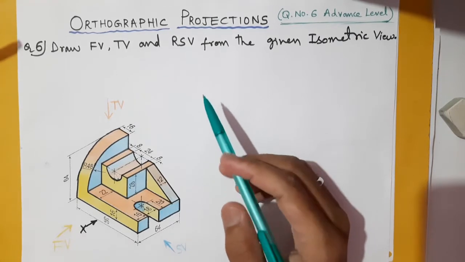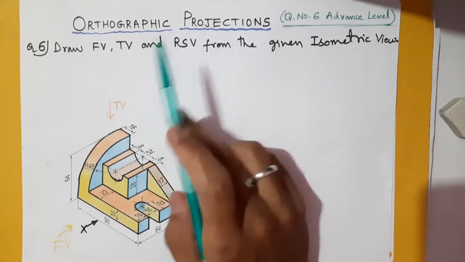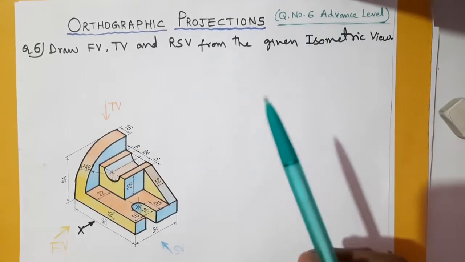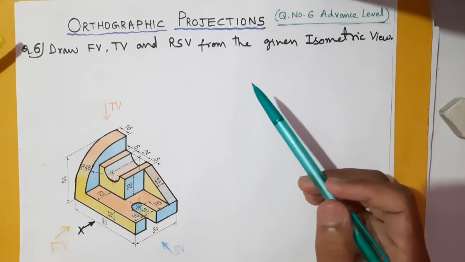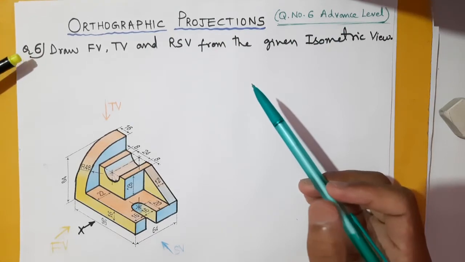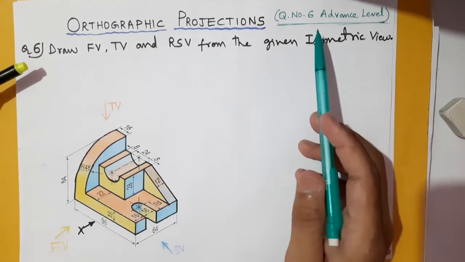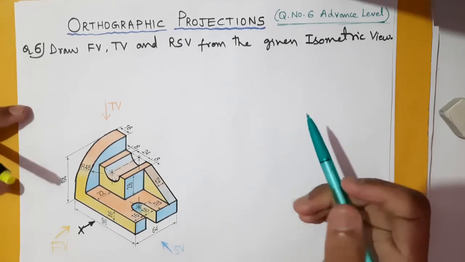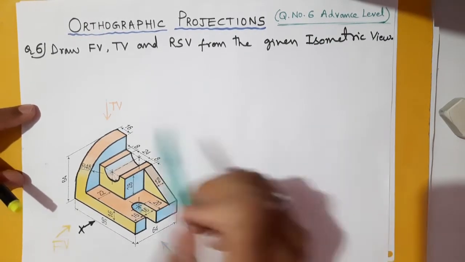In this video, we will see orthographic projections, question number 6. This is a little advanced level problem. In the previous videos, we have covered question number 1 to 5, in which the fifth question was also advanced level, a little bit, and this is also the same category, a little bit tough. Let us see what they are asking in the question.